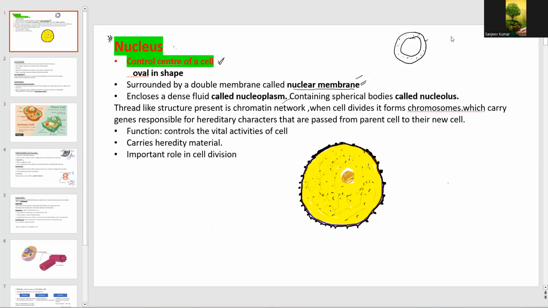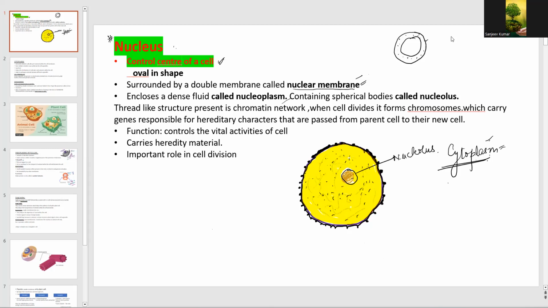Okay, like cytoplasm, which you have read, which surrounds the cell or makes the whole fluid inside the cell, cytoplasm is a liquid-like structure. So same as that, it encloses a dense fluid which is called the nucleoplasm. It contains the spherical bodies which are called nucleolus. The spherical bodies are inside it. This is the nucleolus.